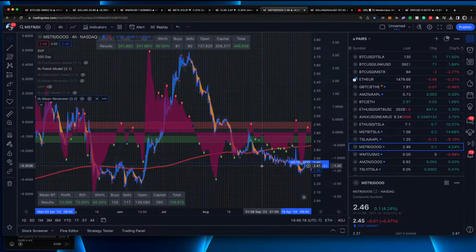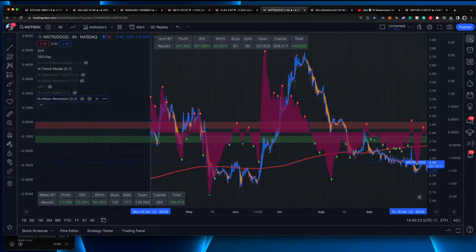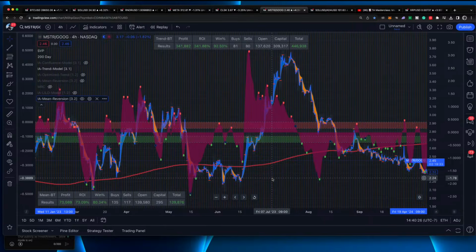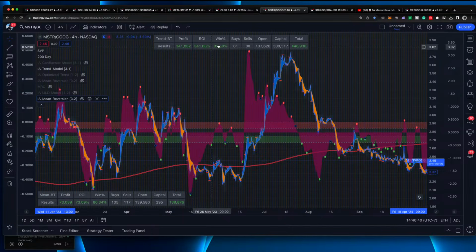Which one do you want to look at first? So let's look at the MicroStrategy Google, because technically they're not co-integrated. They're sort of not inversely correlated, but you can see here very quickly, I can tell in an instant by looking at this chart, it kind of works. First of all, the win ratio is 80% and the trend is 92%.